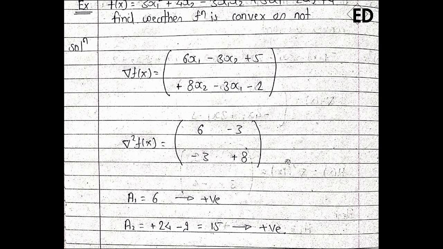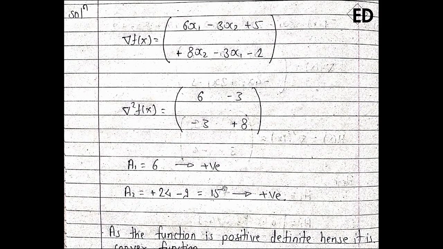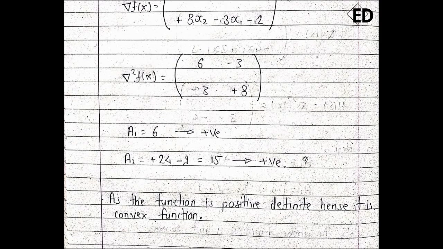Then again calculate the gradient, which is nothing but the Hessian matrix. Calculate the Hessian matrix, and from the Hessian matrix, here our a1 is 6 and a2, the determinant of this one, is 15. Both are positive, which means our Hessian matrix is positive definite, so we conclude that our function is a convex function. As we know, for the convexity of a function there is only one condition: our Hessian matrix should be positive definite.